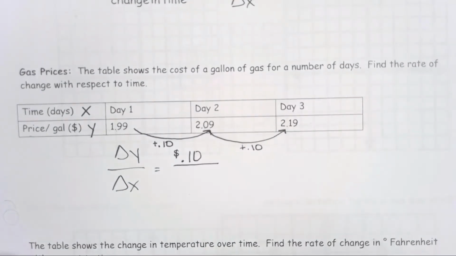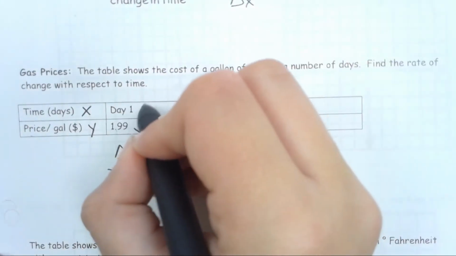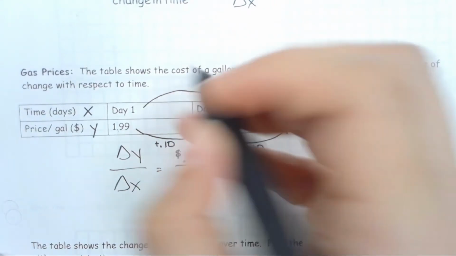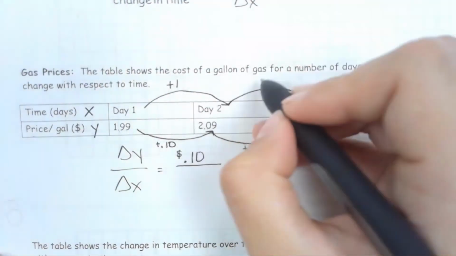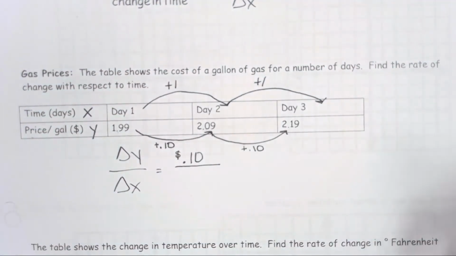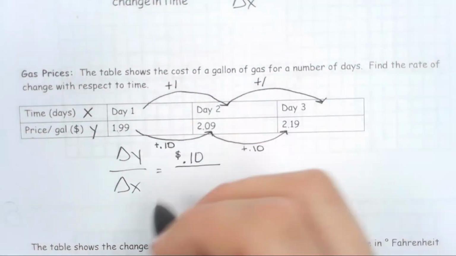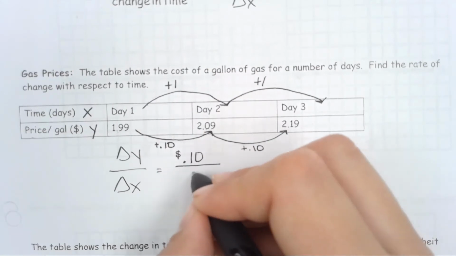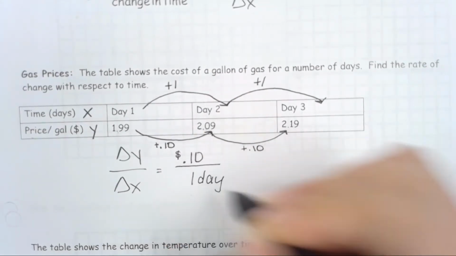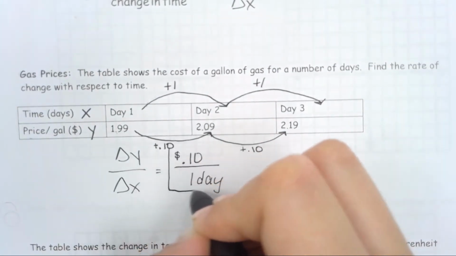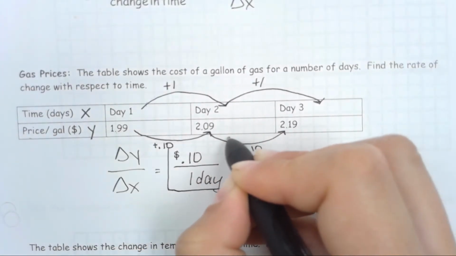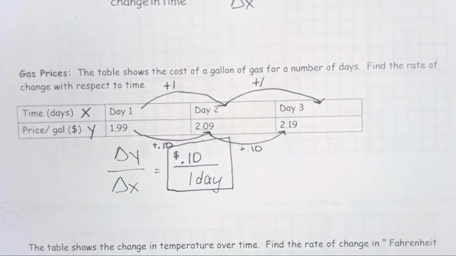Okay. Then you're looking at your change in x's. So when we went from day 1 to day 2, that was just plus a day. And then when we went from day 2 to day 3, again, that was just plus 1 day. So your change in x's were constant, so that means that your change in x was 1 day. So the rate of change here was for every day, the cost of a gallon of gas went up 10 cents.